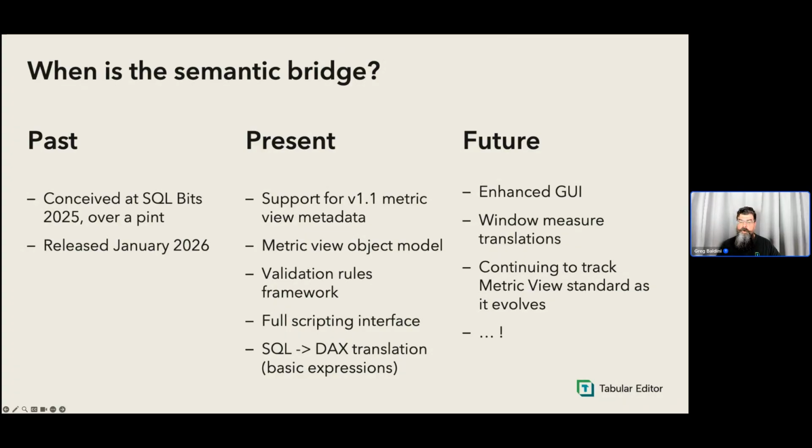In the present, we support the metric view 1.1 standard. Like I said, not necessarily every property translates fully, but we have support in the object model for all of that 1.1 metadata. We have the metric view object model, allowing you to interact with it programmatically, do validations, and do any sort of advanced manipulation of the metric view that you'd like, whether in Tabular Editor or in the TE CLI. We've got the validation rules framework with a number of built-in validation rules to make sure that it is a structurally sound metric view, and that you can enhance with your own best practice rules or your own validations that you'd like to run on any metric view.